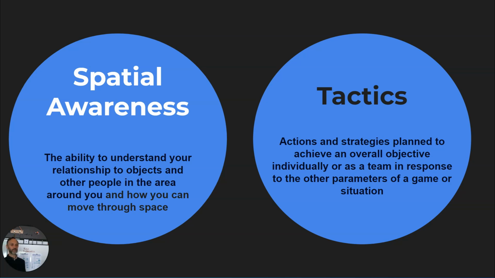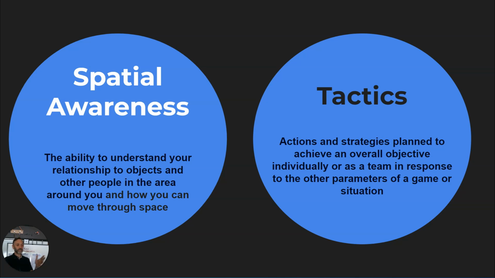So what are these two things in the new curriculum? Spatial awareness is literally the ability to understand your relationships to objects and other people in the area around you and how you move through that space. And I really like the new curriculum with this because it's pretty prescribed for each grade. Now, tactics, on the other hand, start coming in about the grade 3-4 level, and they get pretty robust. These are actions and strategies that are planned, and I'll just read it, to achieve an overall objective individually or as a team in response to the other parameters of a game situation.